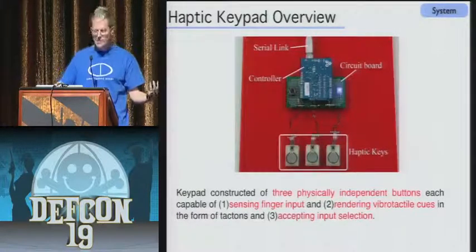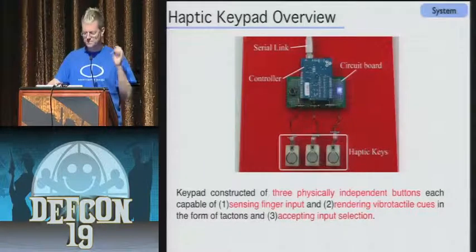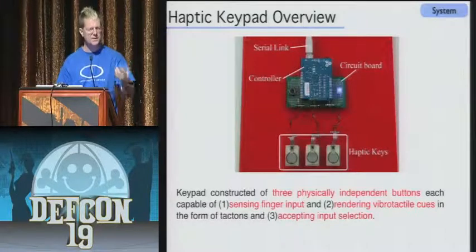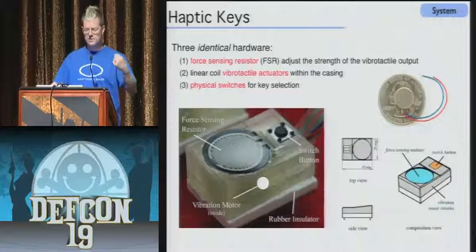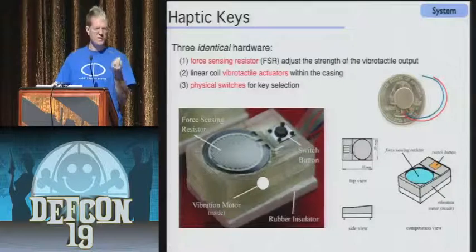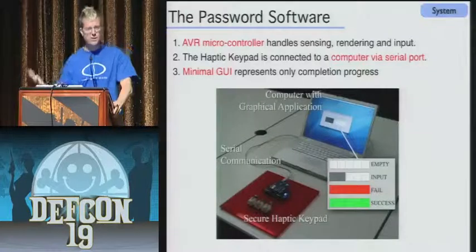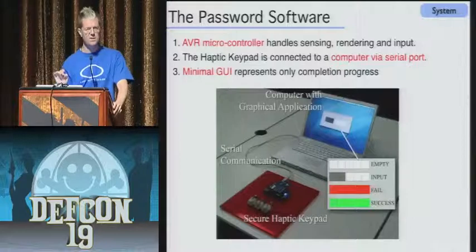And here's a prototype of a haptic keypad that uses them. Quite simple hardware. There's an Arduino that does all the work. And then the haptic keys each have a vibrotactile element and a sensing element. So here's what the keys look like closer. There's a force sensing resistor for adjusting the output of the vibrotactile element, and there's a switch for registering a key press, and then the actual vibrotactile motor that makes the vibration. And there's visual feedback in the interface of how far along you are in the password, but nothing that indicates what was entered, just how many things were pressed.